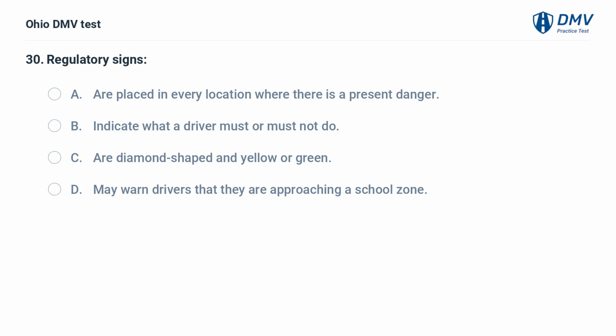Regulatory signs. A. Are placed in every location where there is a present danger. B. Indicate what a driver must or must not do. C. Are diamond-shaped and yellow or green. D. May warn drivers that they are approaching a school zone.